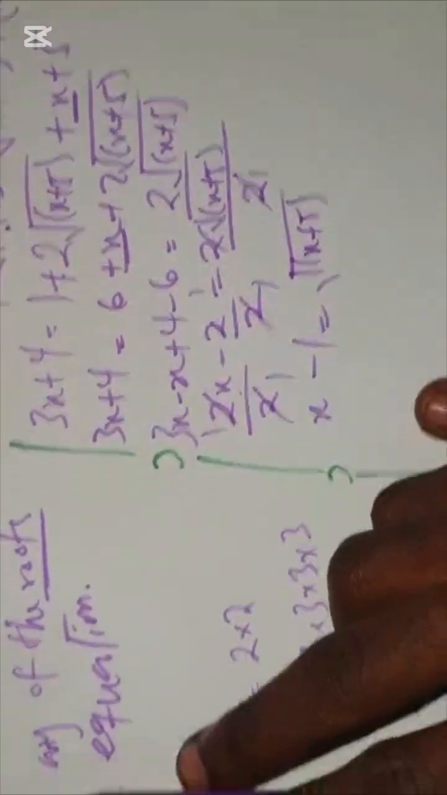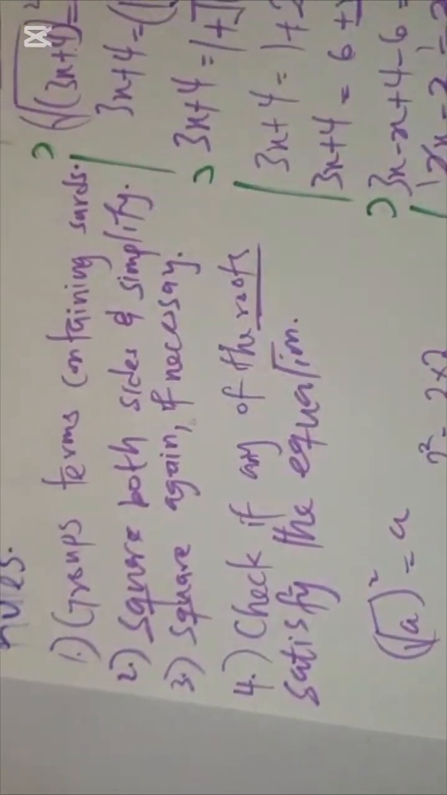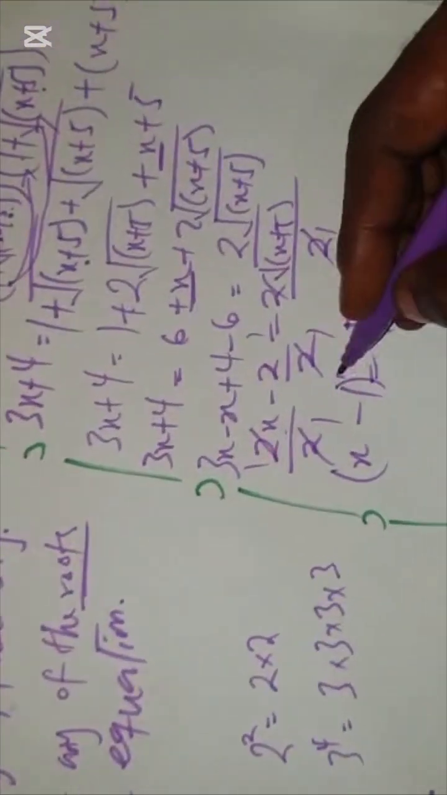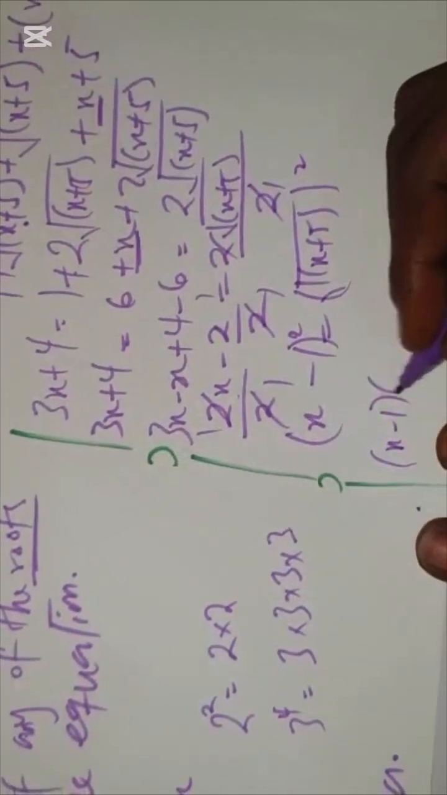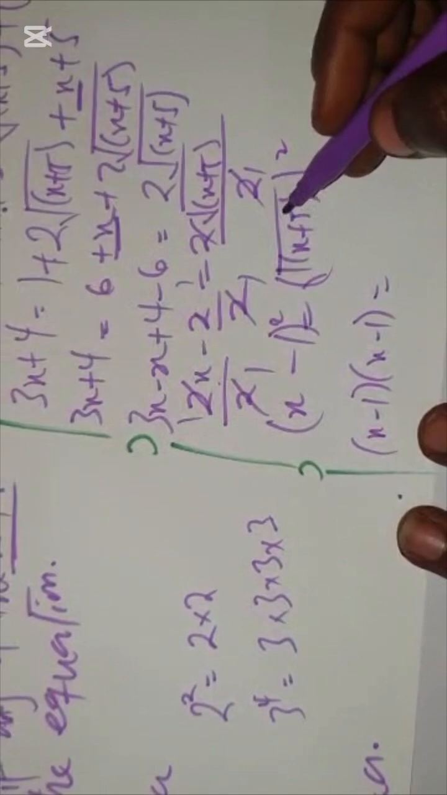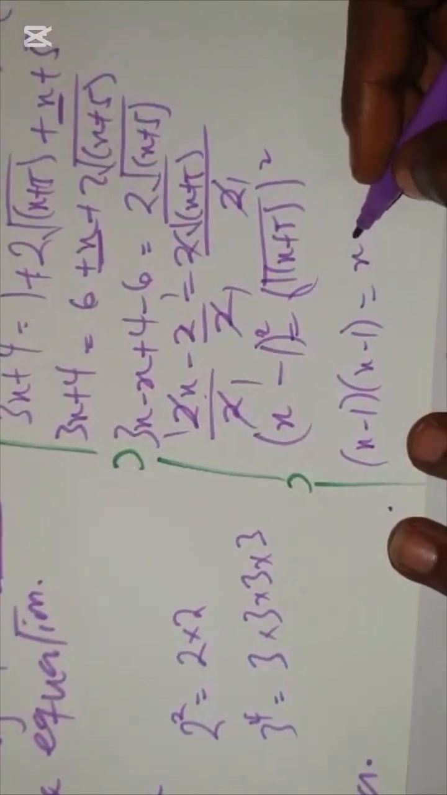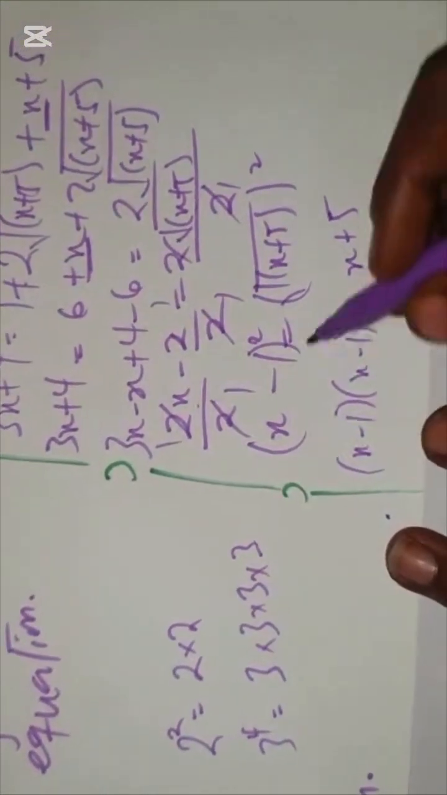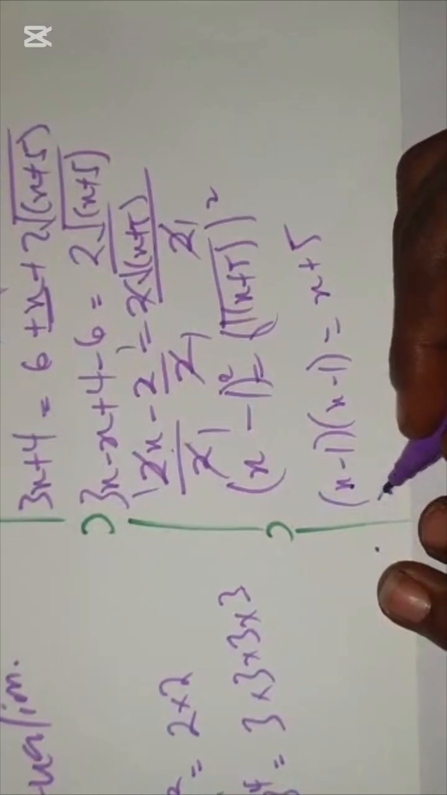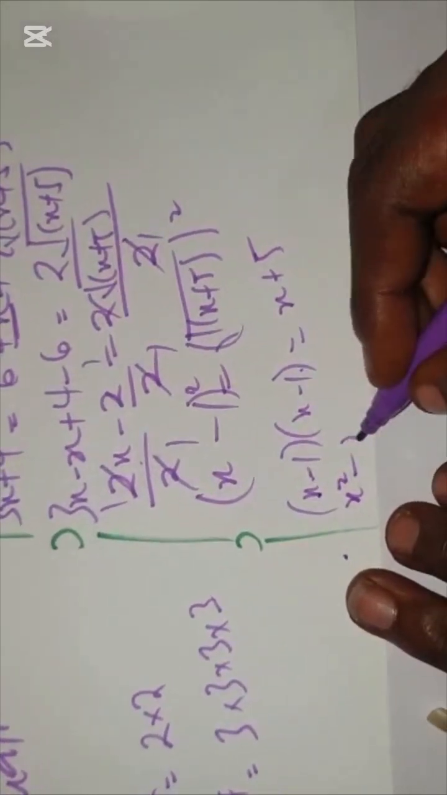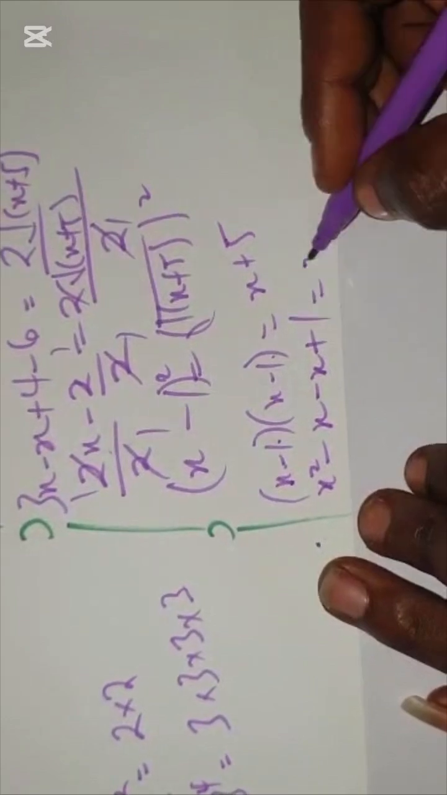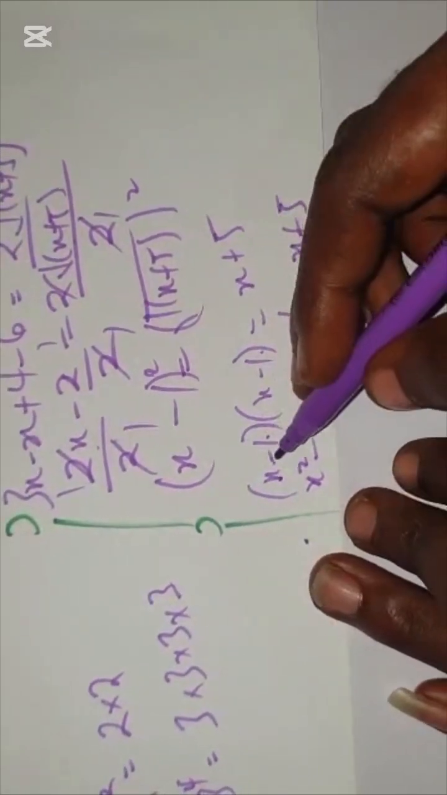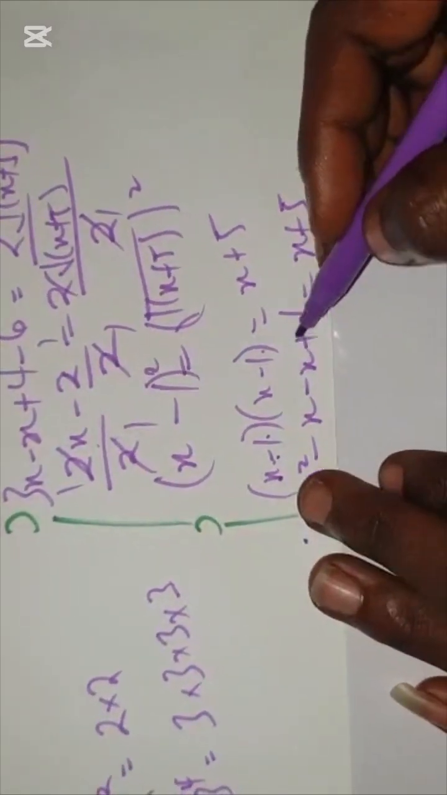Now our third rule says we should square again if necessary. So we're going to square the whole expression again. This gives us x minus 1 times x minus 1. Root of x plus 5 squared gives x plus 5. So another distribution. We have x squared minus x minus x plus 1 equals x plus 5. Remember, when negatives meet, we get positive.